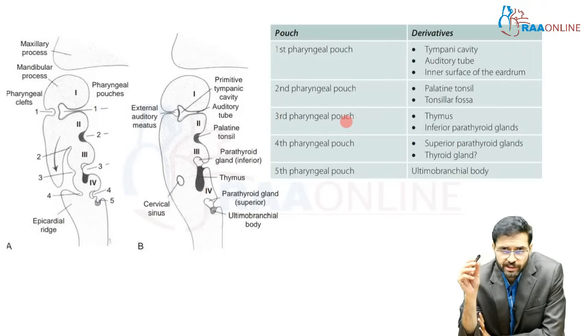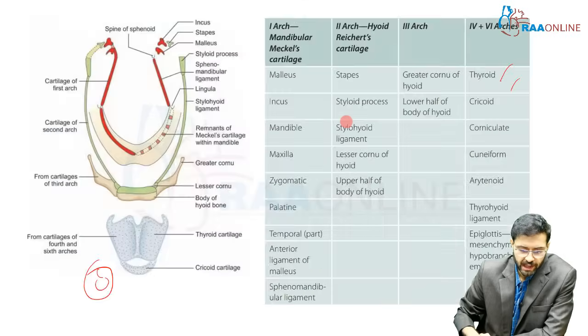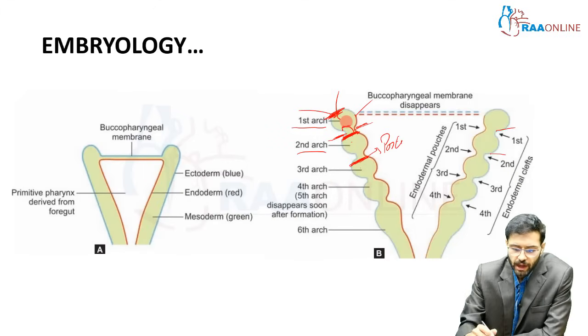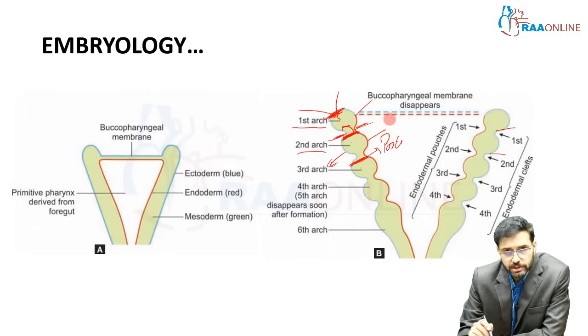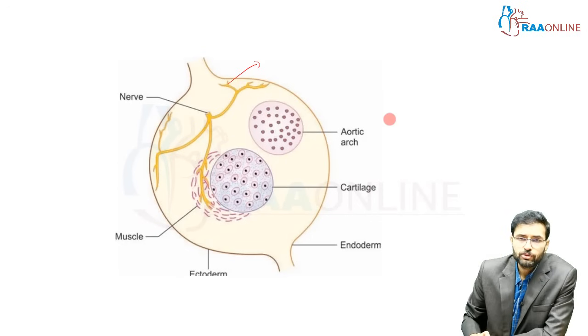Now, the arches give rise to all these structures. Like I told you, there are ectodermal components. There is an ectodermal layer to the arch and there is an endodermal layer. This is the ectodermal layer. Like I told you, it forms clefts, and the endodermal layer forms pouches. So, what happens to the ectodermal layer?